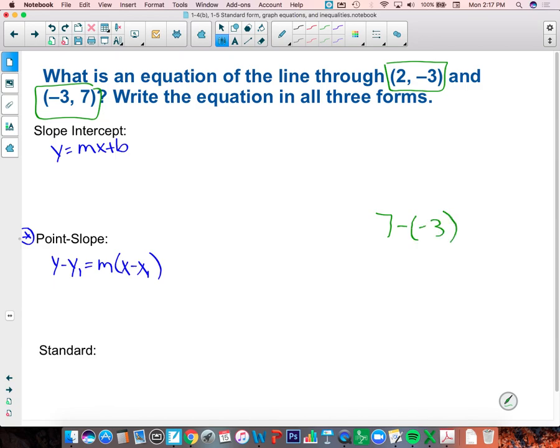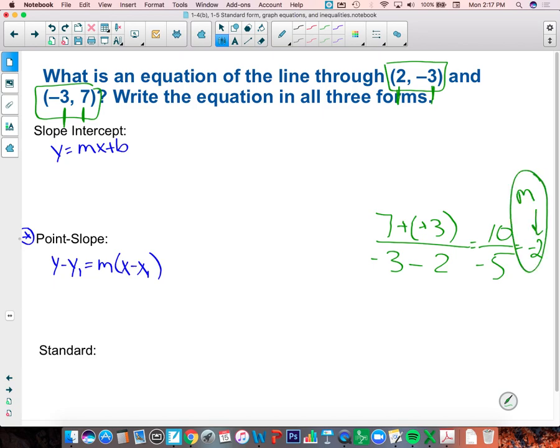Remember, you got to be careful with these negatives. So it's y2 minus y1, so that's a double negative there, over x2, so it's -3 minus x1. All right, so double negative there. You got 10 over -5, which simplifies down to a -2. That's your slope. Okay, m is -2.